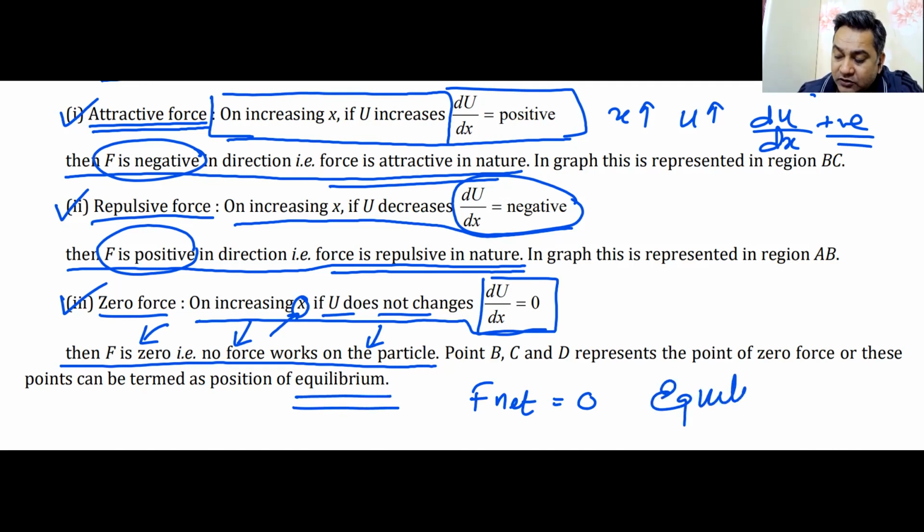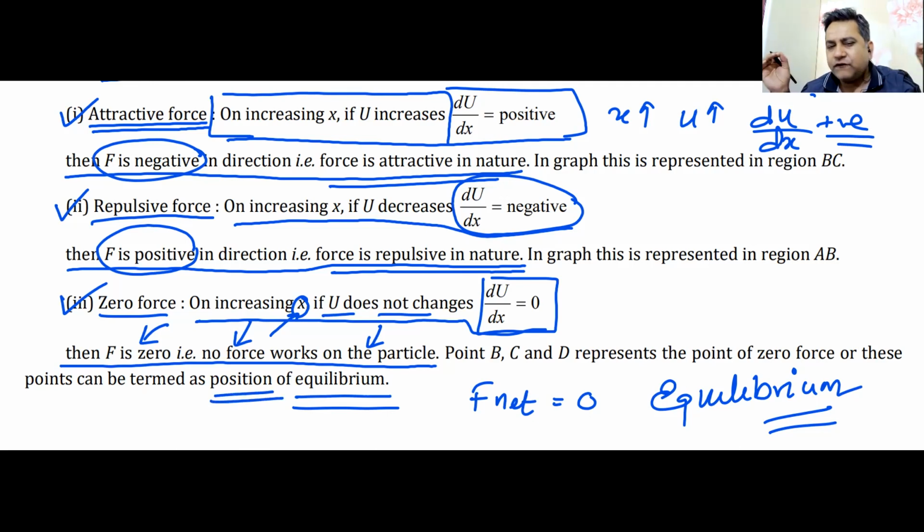Remember Newton's first law. When is a particle in equilibrium? If there is no force acting on the particle, it will continue its state of rest or continue its state of motion. A particle at rest will remain at rest. If it is moving along a straight line with a uniform velocity, it will keep on moving on the same line with the same velocity. Nothing happens. Force is zero. Body is in equilibrium. So when dU by dx is zero, the body is in equilibrium, and those points are known as points or positions of equilibrium.